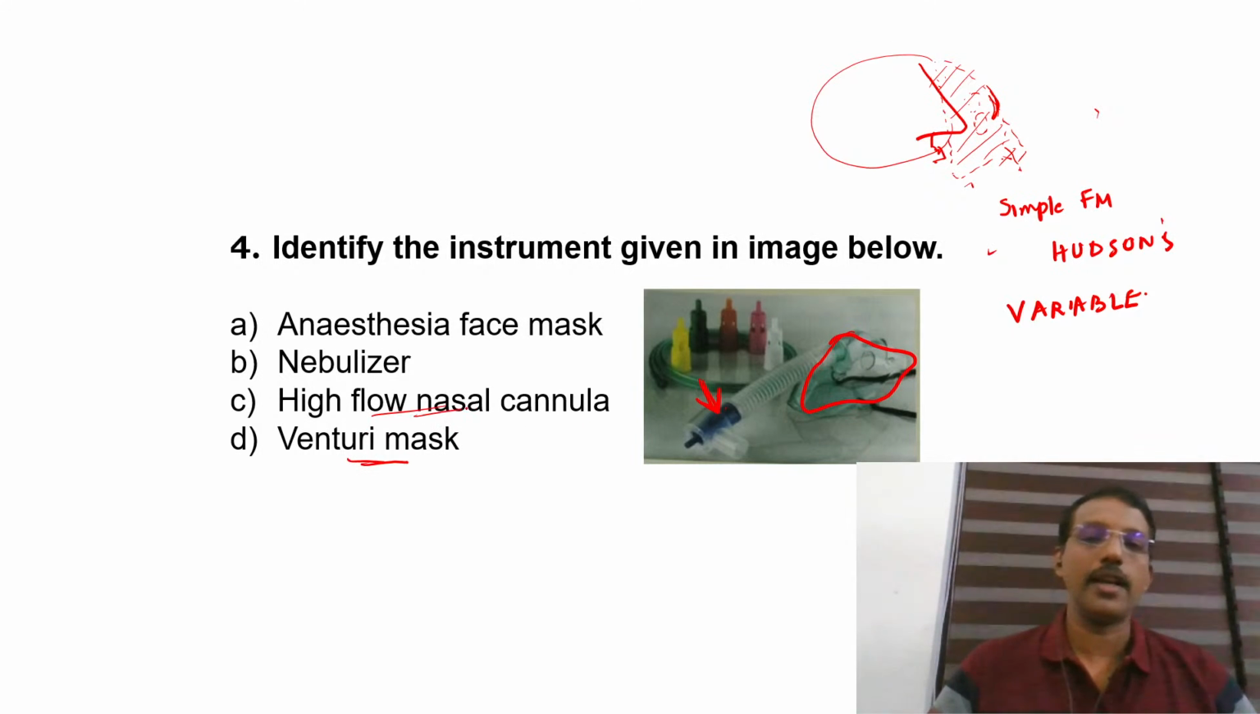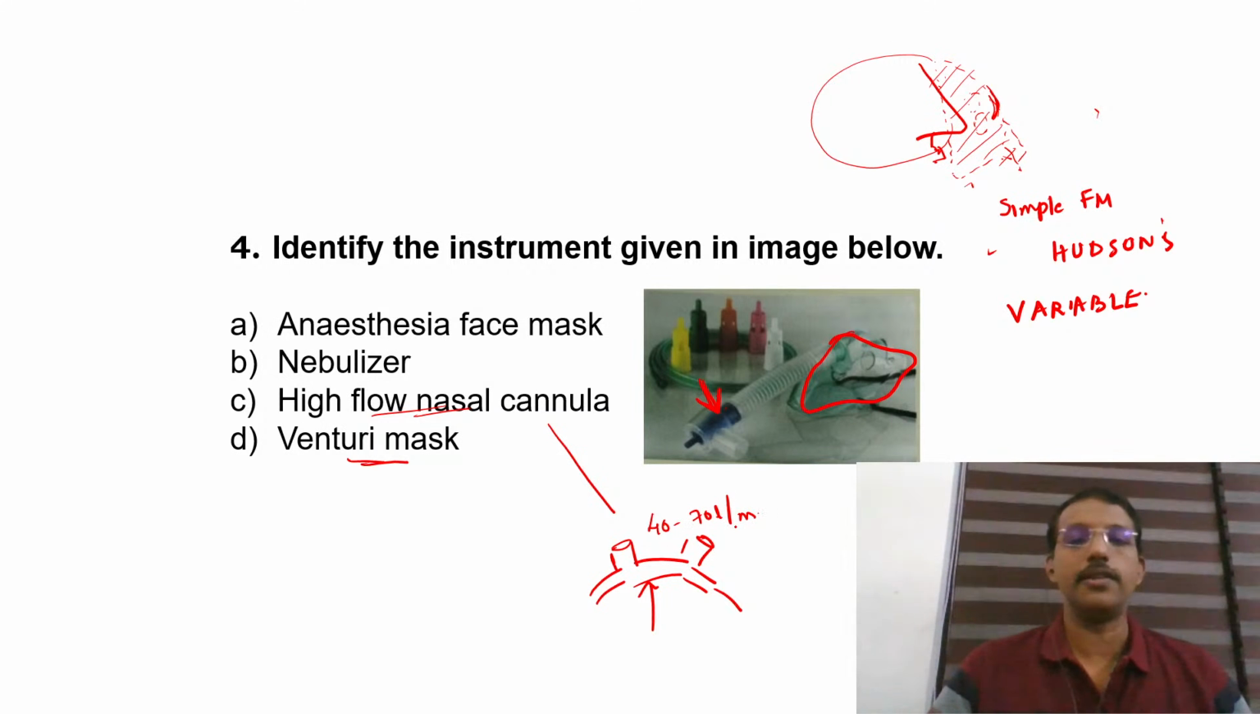High flow nasal cannula is different, which I will show you. High flow nasal cannula appears something like this. It has a small opening like this, which you can put into one nostril, and another cannula which goes to the other nostril, and you give a very high flow of oxygen to the tune of 40 to 70 liters per minute. That is HFNO, high flow nasal oxygen, or HFNC. I'll show you the figure.